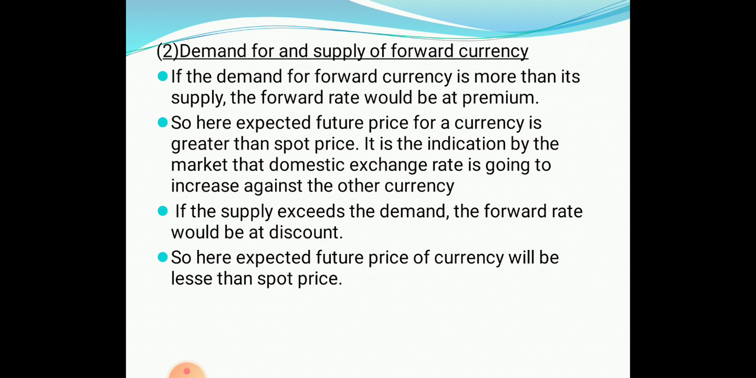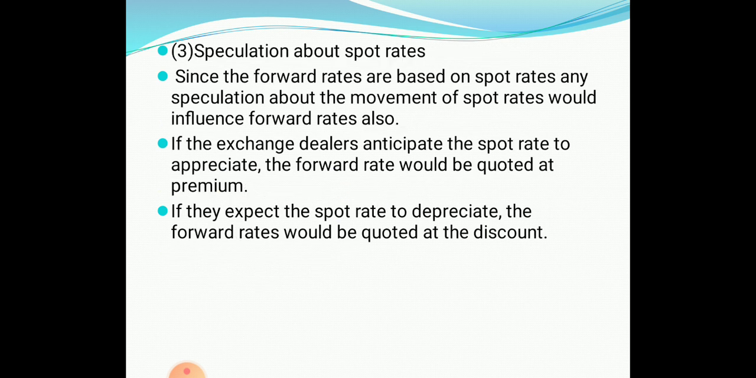So here the expected future price of a currency is lesser than the spot price, and it is a clear indication by the market that the domestic exchange rate is going to decline against the other currency. So that's all about the demand and supply of forward currency. The next thing is the speculation about the spot rates.